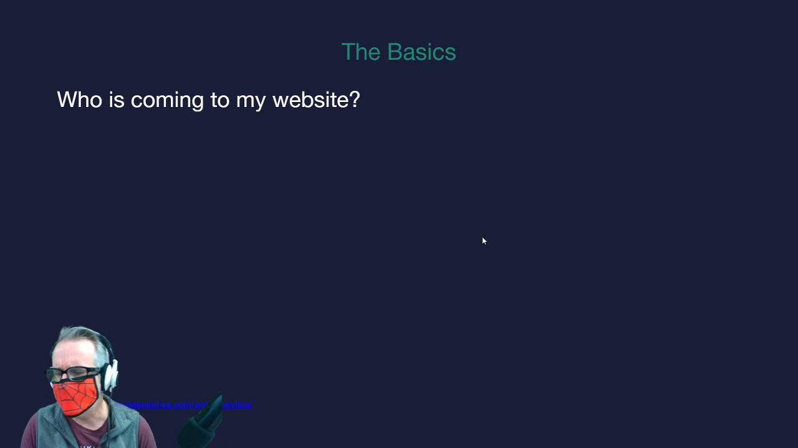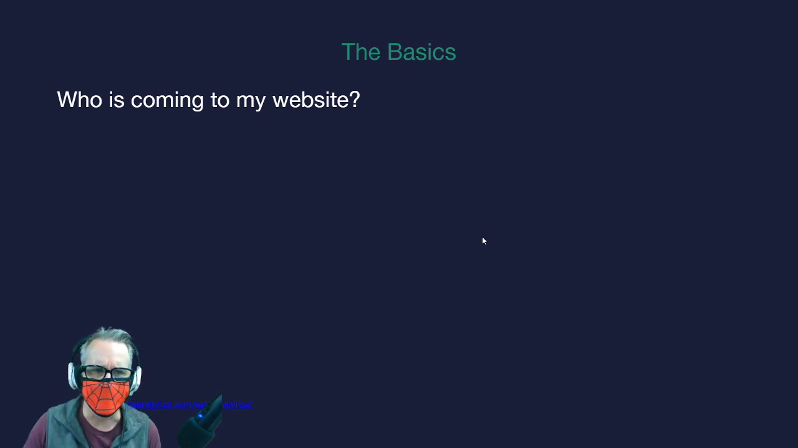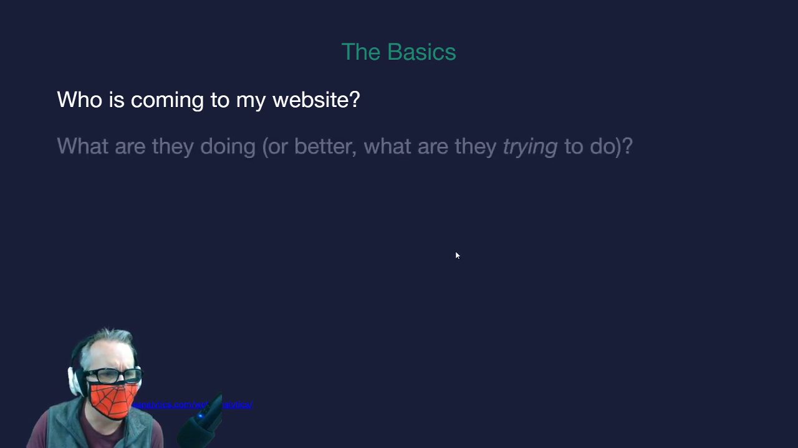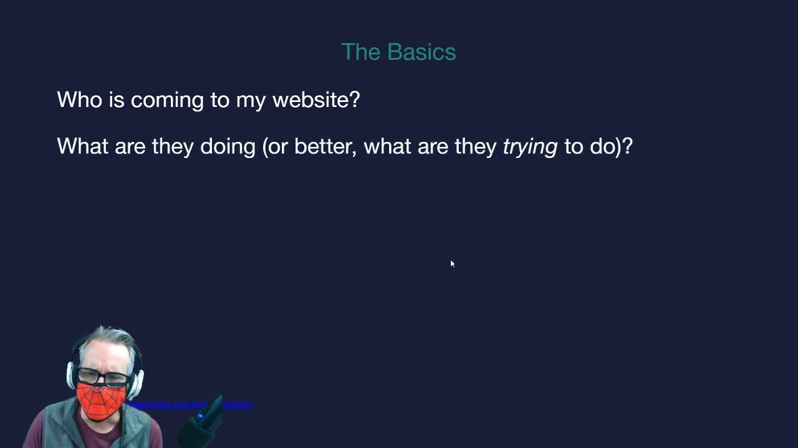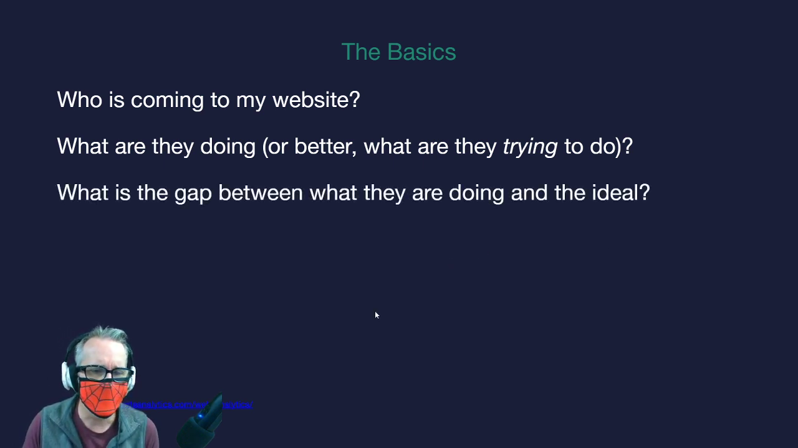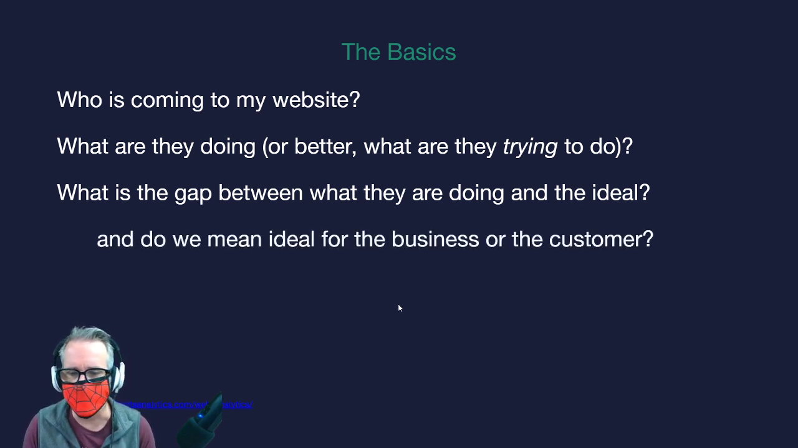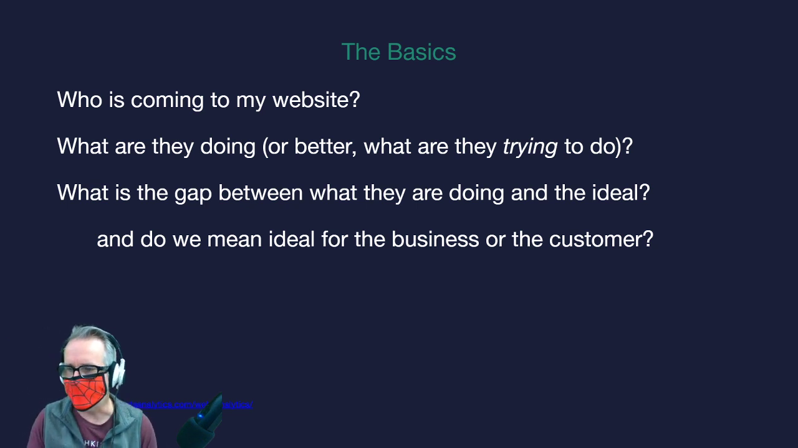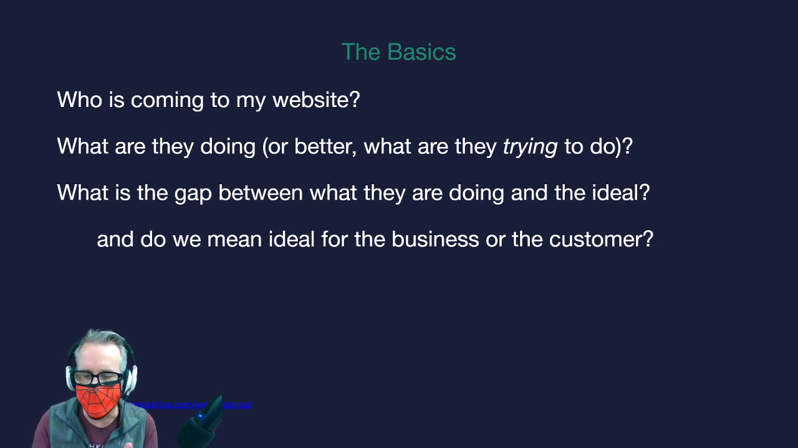So, things we want to measure with Google Analytics include who's coming to my website. It's important information to know. What are they doing? Or better, what are they trying to do? What is the gap between what they are doing and the ideal? So, what do we mean ideal for? Do we mean ideal for the business or the customer? Are we talking about what's good for us, what's good for the customer? Maybe they're the same thing, hopefully, or they can be mutually beneficial.